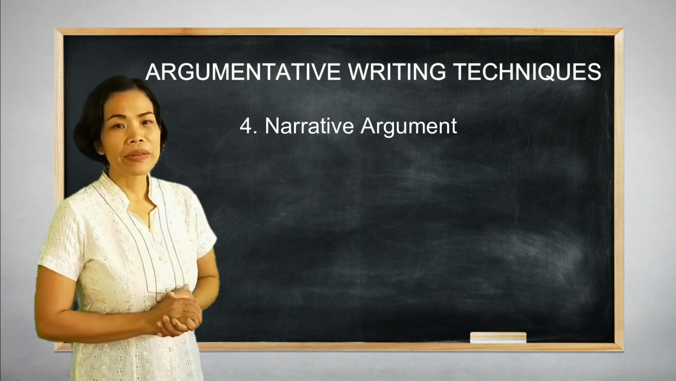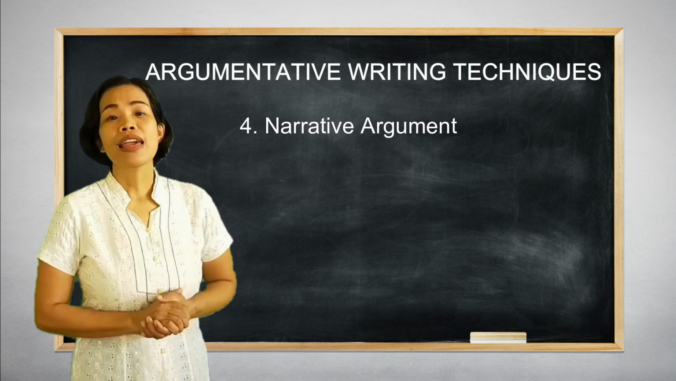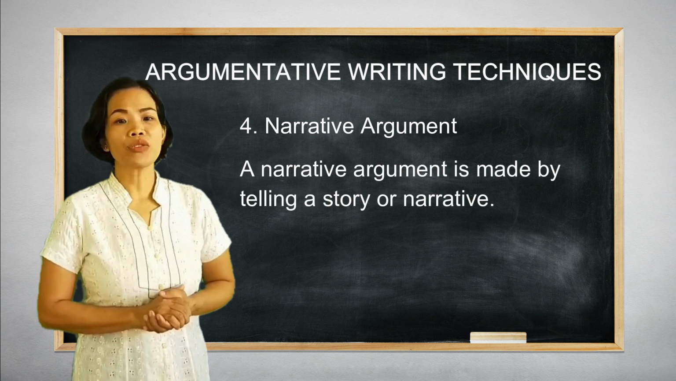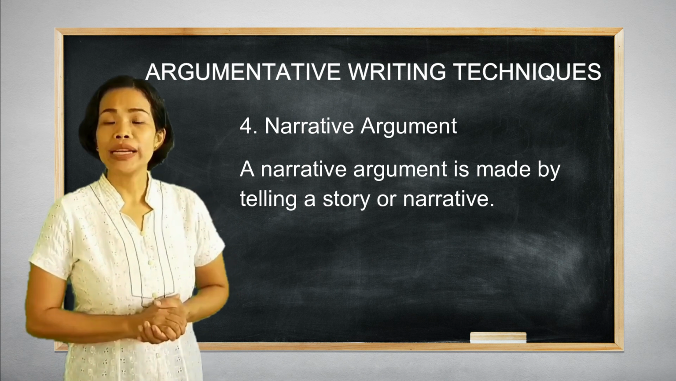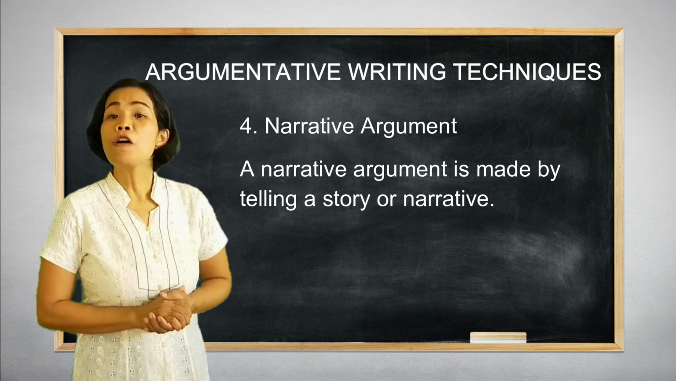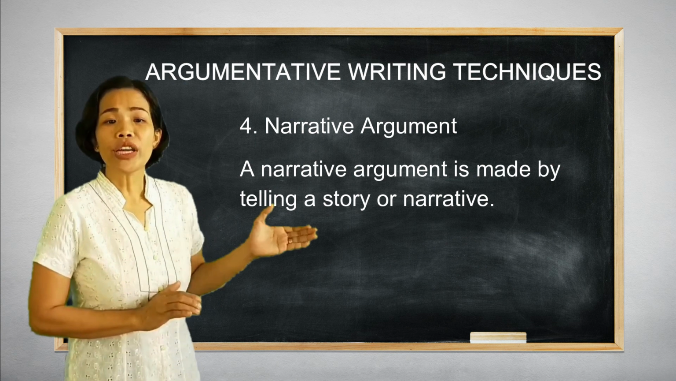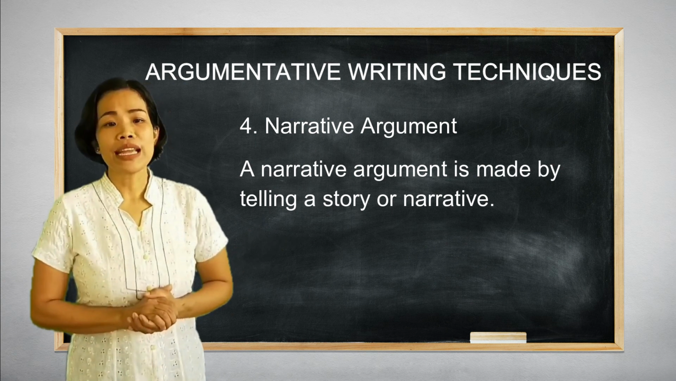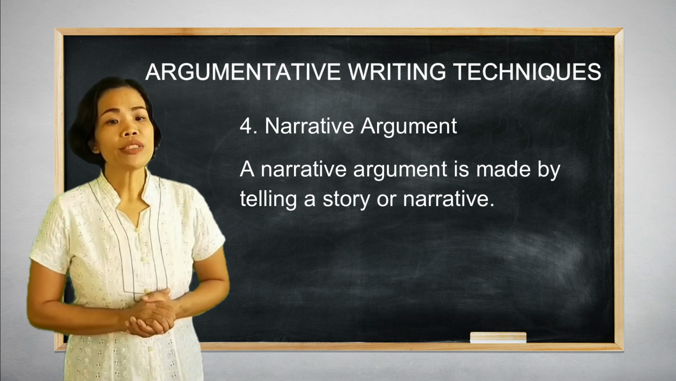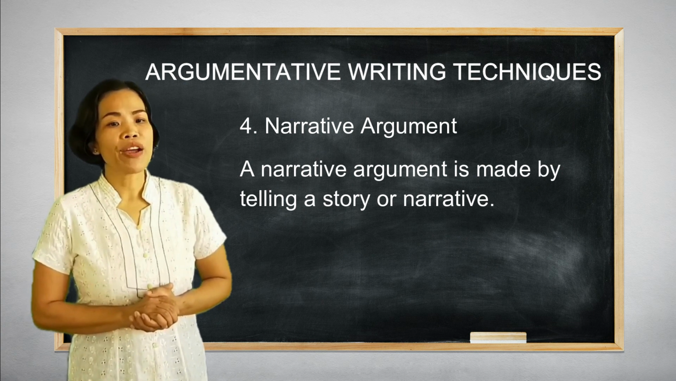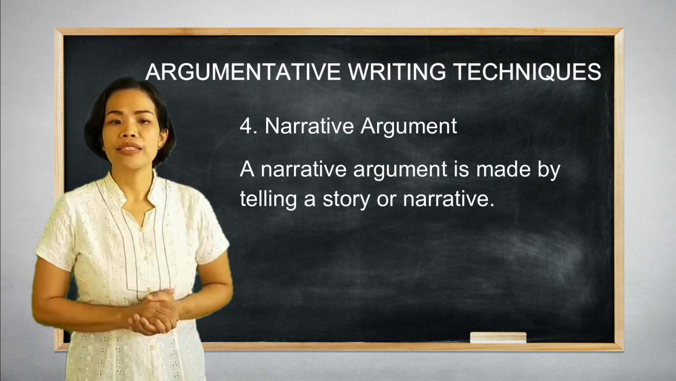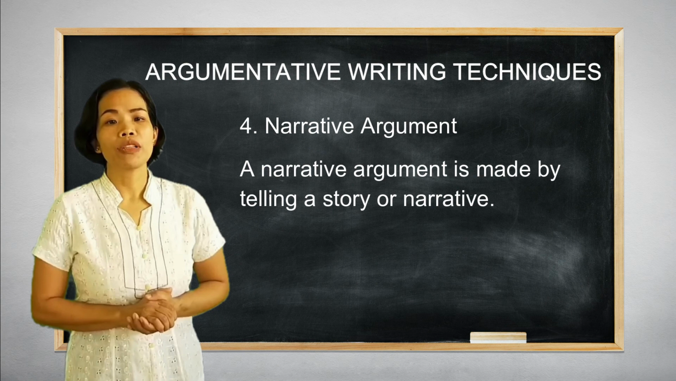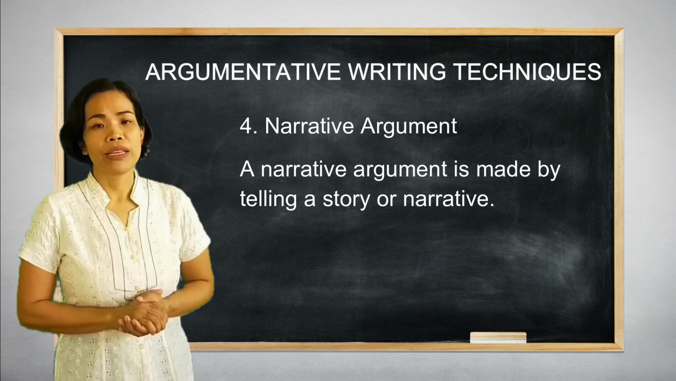4. Narrative argument. In this type of argument, you make your case by telling your story with a clear point related to your argument. For example, you can write an argument about climate change. Instead of presenting statistics, you tell a story of one geographic location that has experienced the negative effects of climate change. You tell a story about the people who have been affected by it.